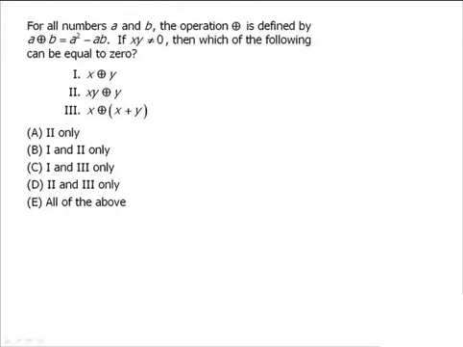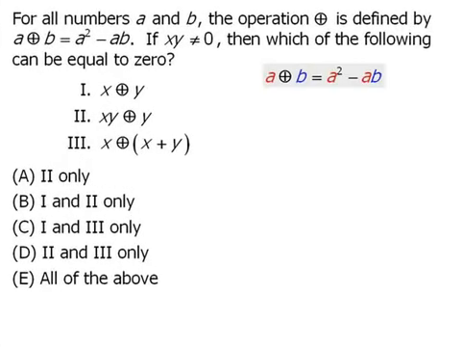Okay, let's begin by rewriting our definition here. Now statement 1. When we evaluate this, we get x squared minus xy. We can factor this to be x times (x minus y). So the question now is, can this expression ever equal 0? Well, this expression will equal 0 if x equals 0 or x minus y equals 0.